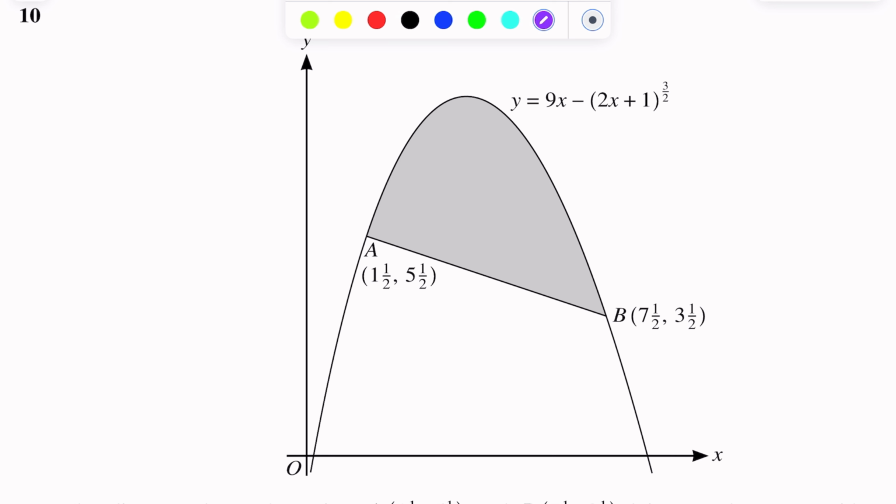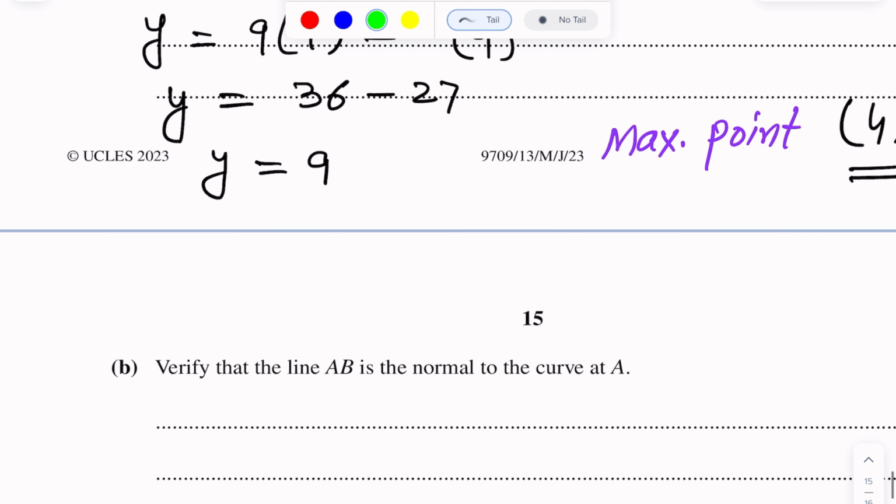So first we draw the tangent. This line is a tangent to this curve at point A. Now this is a normal AB. If this is normal, then this angle will be 90 degrees. We have to verify that this AB line is a normal to the curve at point A.